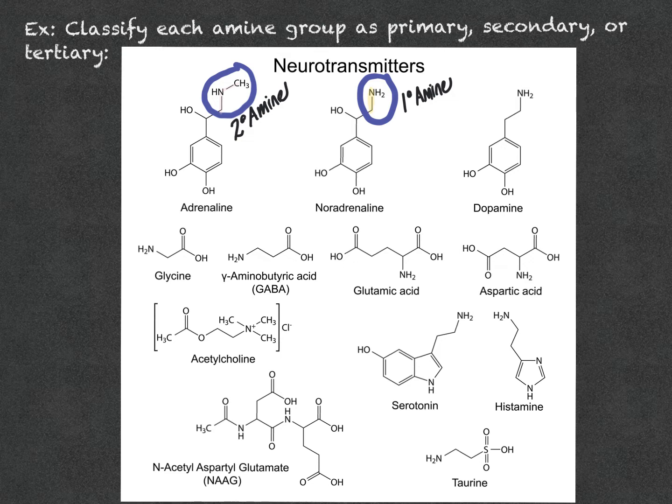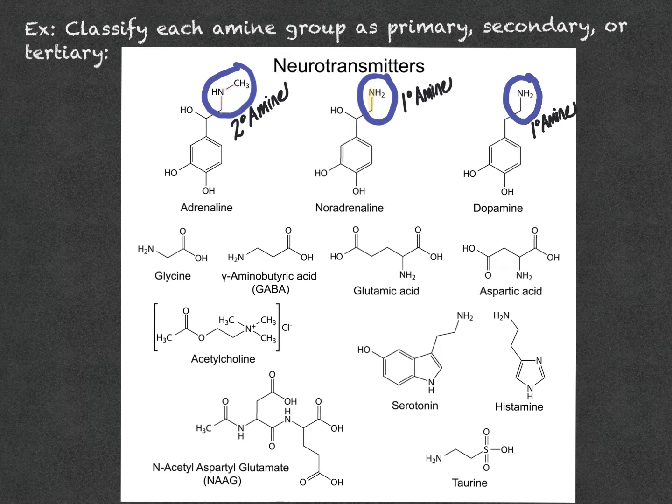Same thing with dopamine. Dopamine is another common example of a primary amine because we have our NH2 group here. When there are two hydrogens directly bonded to the nitrogen, that only leaves one space open for a carbon to be bonded. As a result, there's only one carbon-nitrogen bond, and we refer to that as a primary amine.